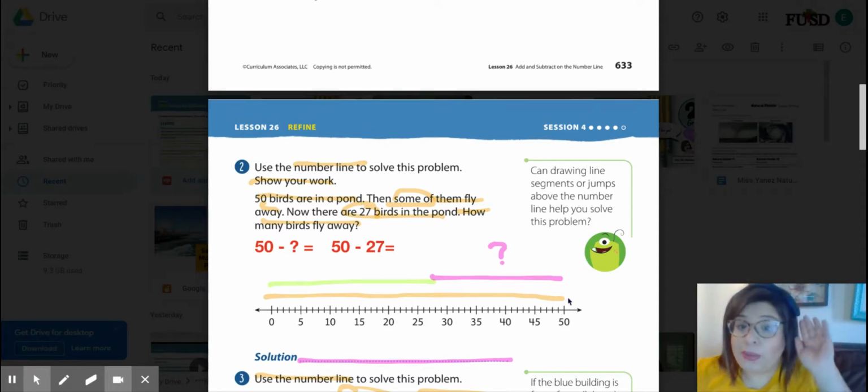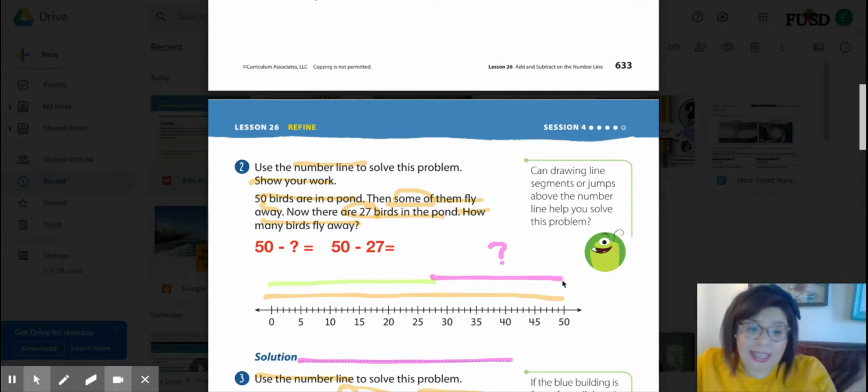So then I know there were 27 birds after. So I drew this green line segment to show 27 birds. And then I know that some flew away. So there are 50, right? So I'm going to draw my purple or pinkish line segment to fill in up to 50, because remember, we started with 50 birds, so we can only stop at 50.